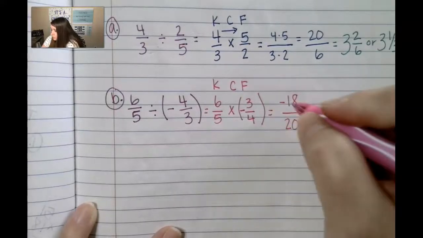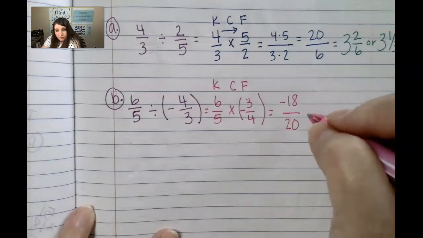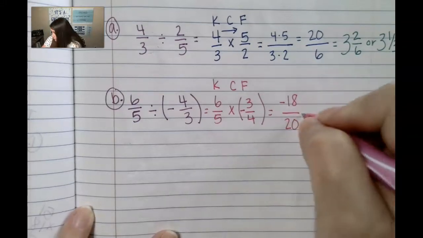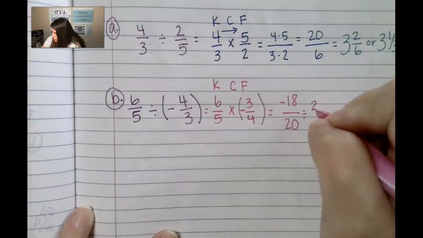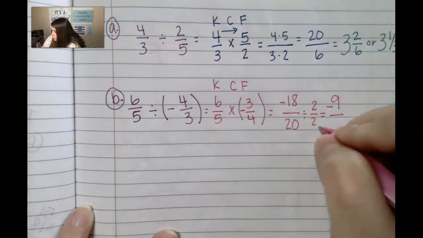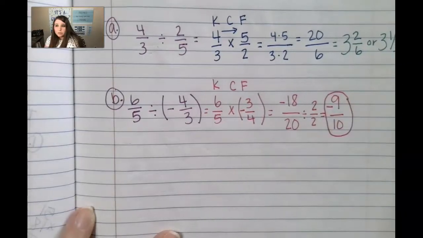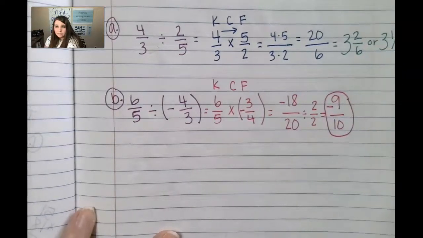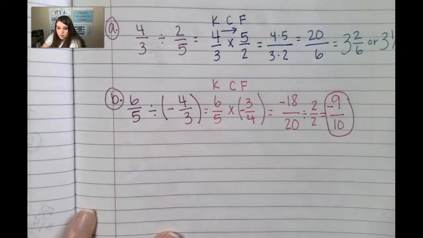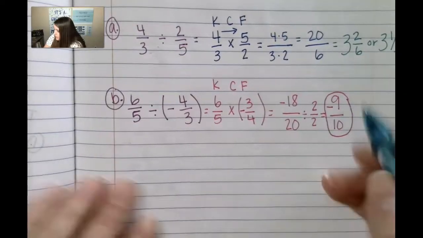So now what we're going to do is we're going to simplify this down. We can reduce it in half. 2 goes into both of these. So a common factor is 2. We can divide by 2/2. -18 divided by 2 is -9, and 20 divided by 2 is 10. So our answer is -9/10. So again, you just apply your normal rules of multiplication when there is a negative sign there. Okay, let's look at another example.